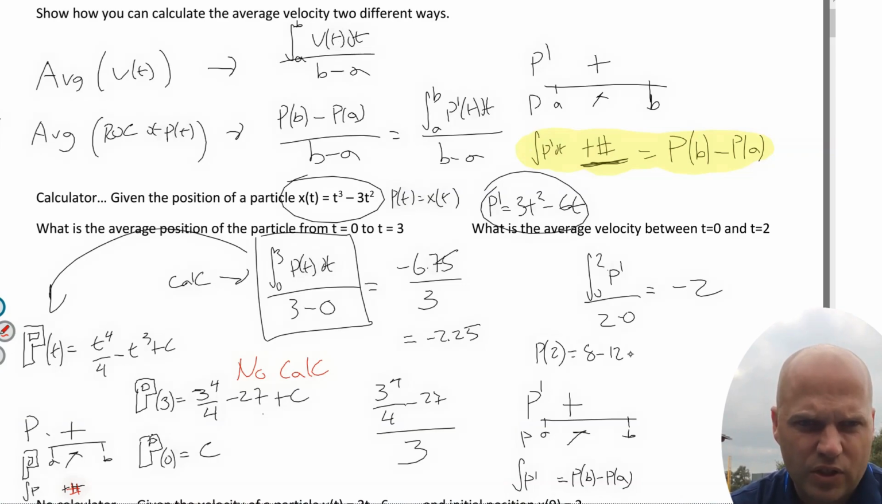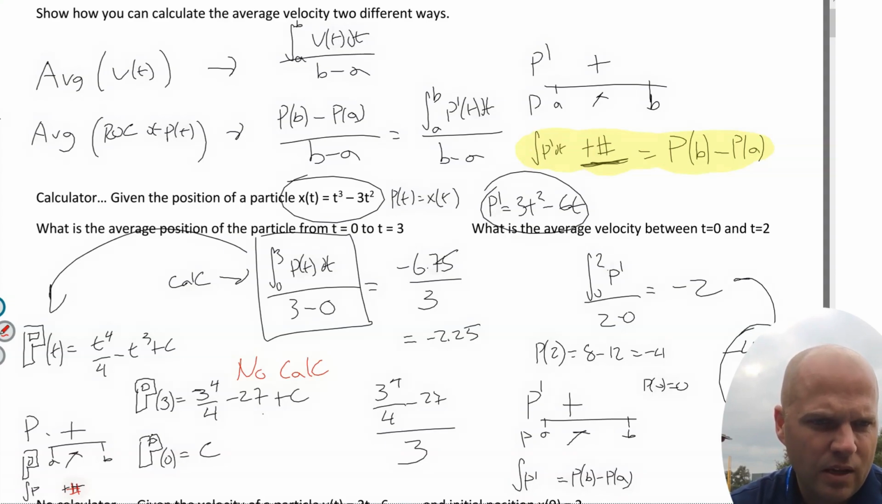Now P prime, P. So you could actually use this and say, oh, my position at time 2 is 8 minus 12, which is negative 4. My position at 0 is 0. So I have my position at time 2 minus my position at time 0 over 2. And that's the no calculator way to get that answer.